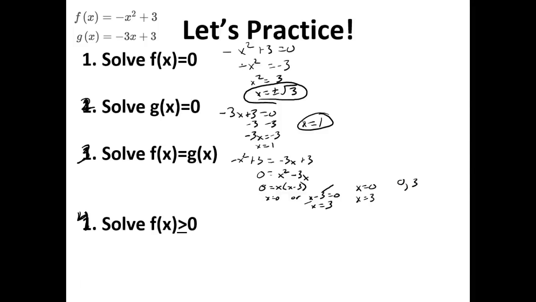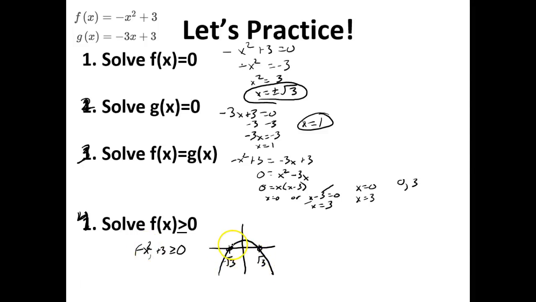Then solve where f of x is greater than or equal to 0. Well, we already in part 1 figured out where it is 0. So we know on a graph, if we were to graph this, at negative square root of 3 and positive square root of 3, this graph hits 0. So it's neither up nor down. If I look here at this original function, it's negative x squared plus 3, a parabola that's going to be pointing down.